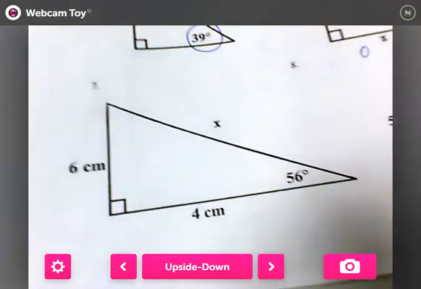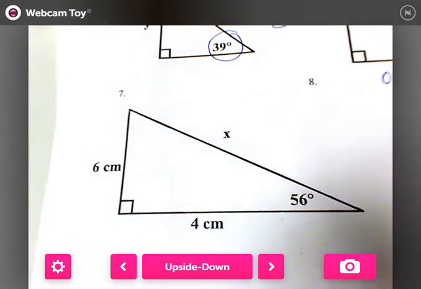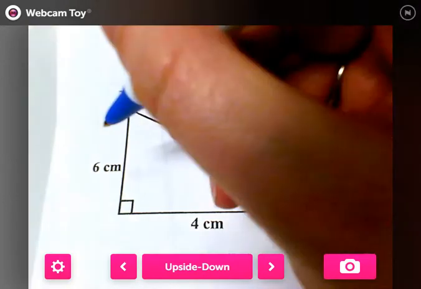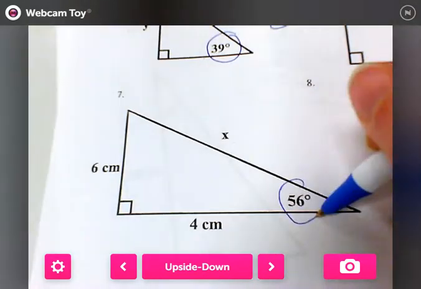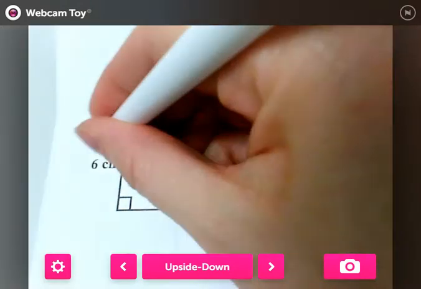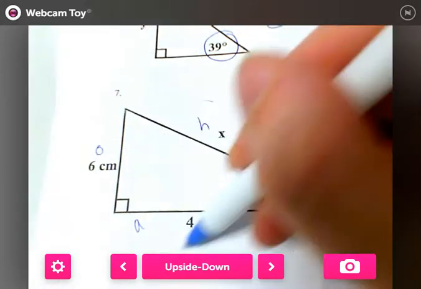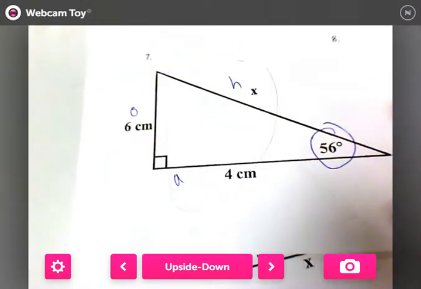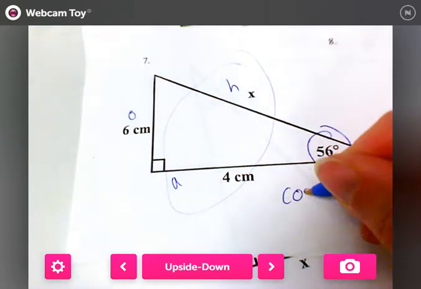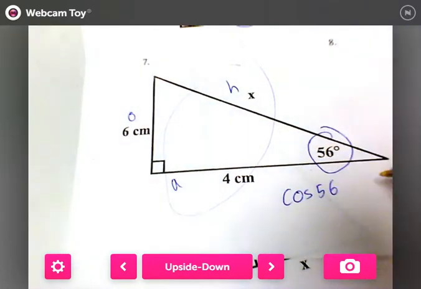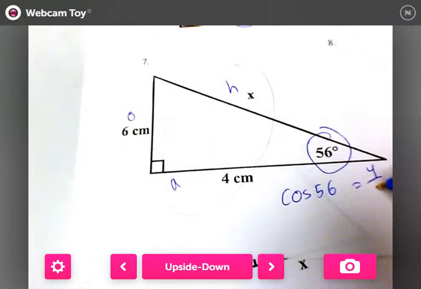Okay, the next ones I get to choose. I get to choose which one I'm looking for. I have, this is my angle, this is my opposite, adjacent, and hypotenuse. I know I'm going to have to use hypotenuse. What do you think I want to use? Do I want to use opposite or do I want to use adjacent? Nope. So let's use adjacent and hypotenuse. That's my cosine. So cosine of 56 equals adjacent over hypotenuse.